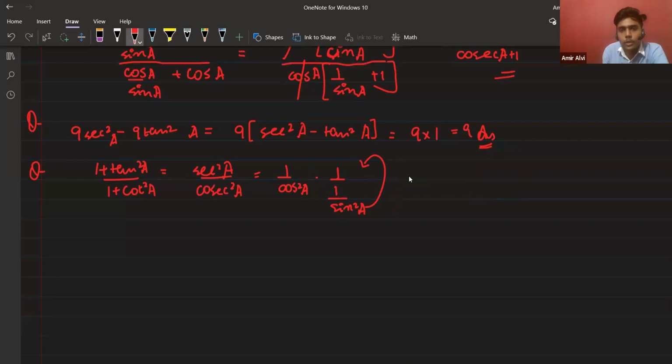So this will go here in the numerator, which will be equal to sin square A into cos square A divided by cos square A. Because here sin is in double division, so it will go in the numerator itself. This will be tan square A. Guys, this is the answer. Have you got this? Yes or no?